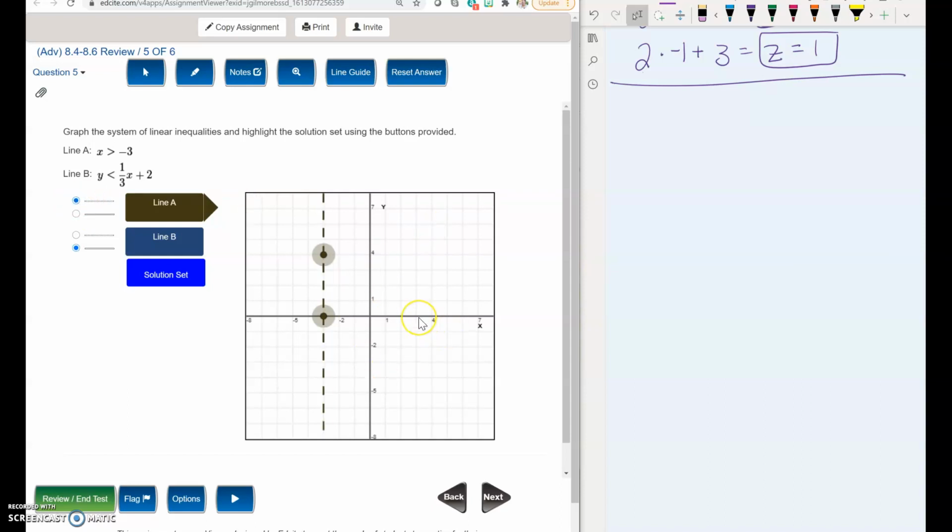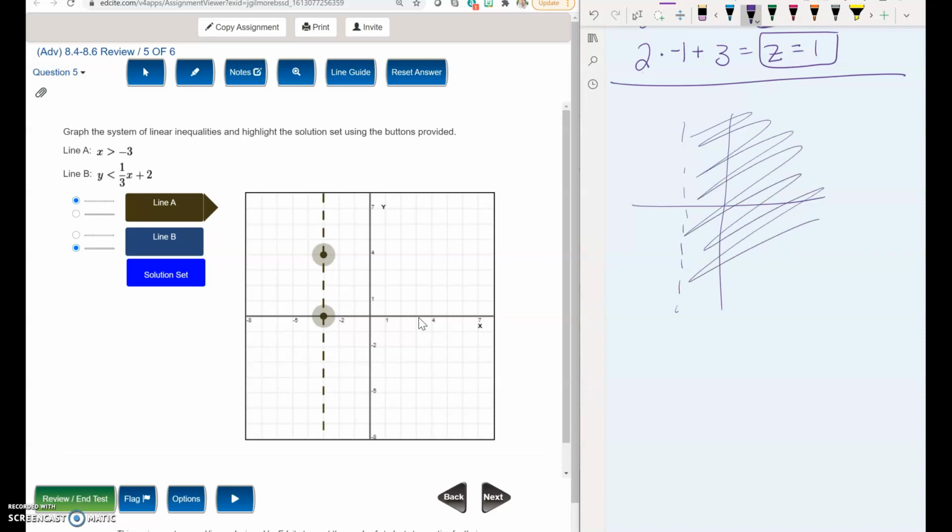Don't worry about the shading right now, although on your paper, I would put in, there's my dashed line, and it's going to be shaded over here. It is very, very helpful to sketch this on your paper, even if it's a very, very rough sketch. Then you click line B.